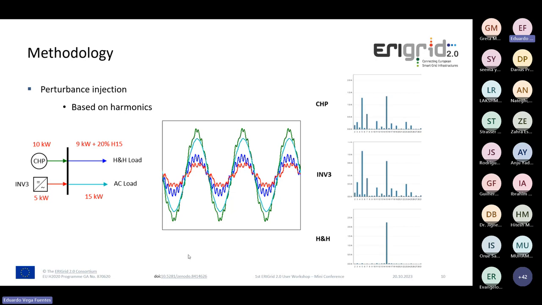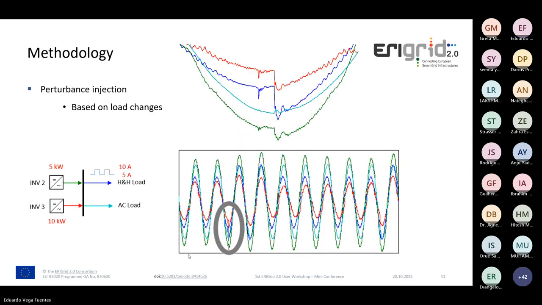So we had to change our minds again and decided to base the perturbance on a periodic load change in the H&H load. So we started switching every 100 milliseconds from a consumption of 5 to 10 amperes. And the zoom of the waveform shows the precise moment when the load changed. And instead of tracing the perturbance in the source from the load side, we changed to trace how the sources provide for this.